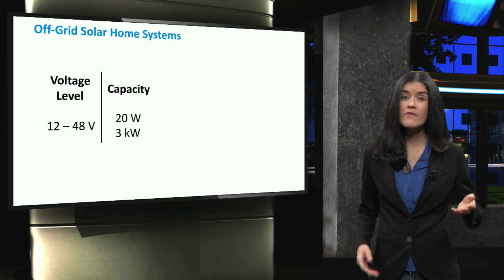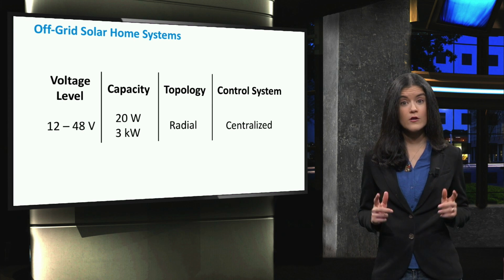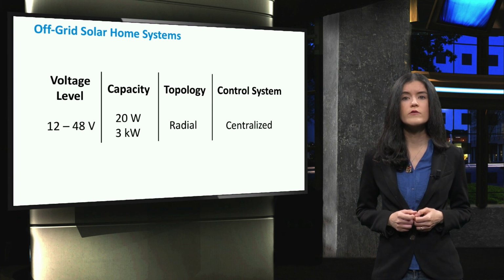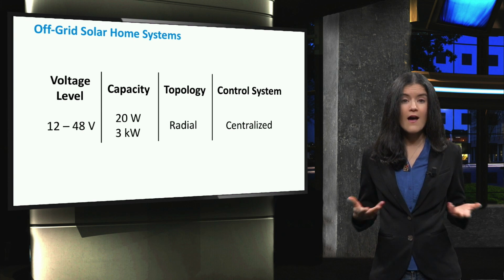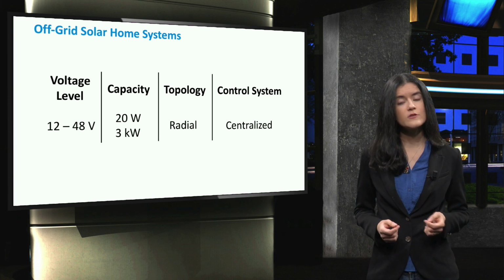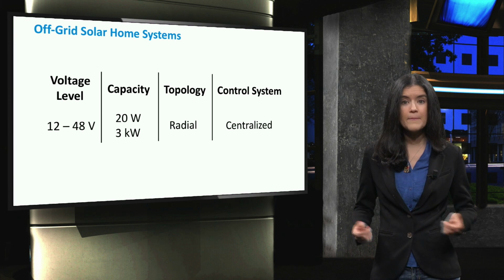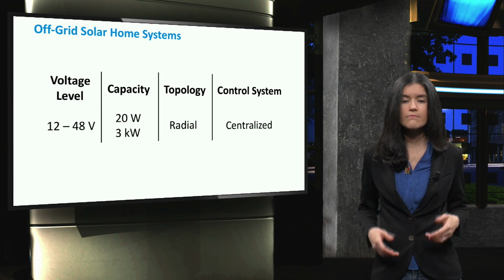Commonly, these systems have a radial network topology and a centralized control system. The control system is typically used to monitor the state of charge of the batteries and to protect them during operation. And in cases where the household is connected to the grid, the control system aims to minimize the grid usage and maximize the utilization of energy coming from the PV panels.